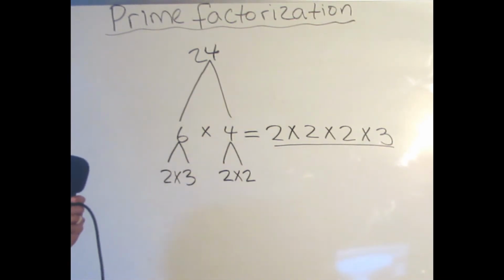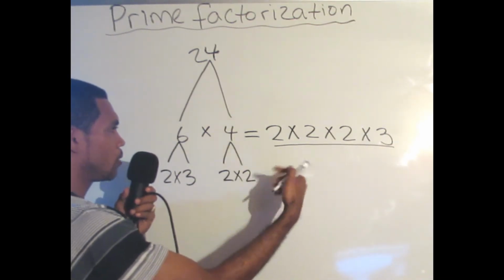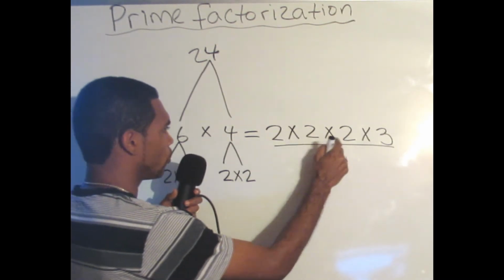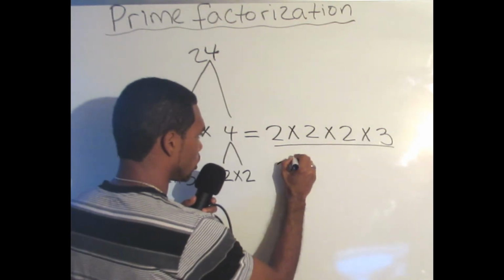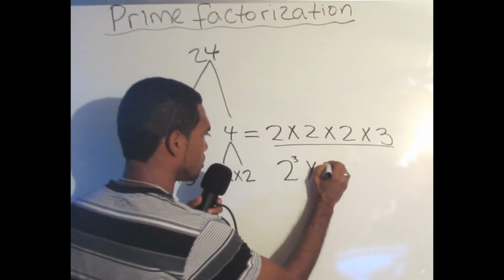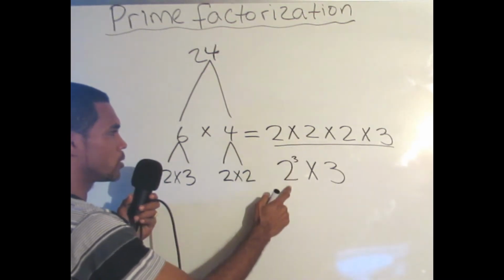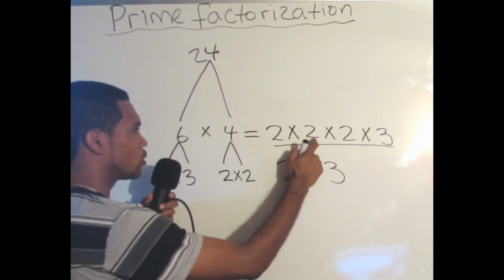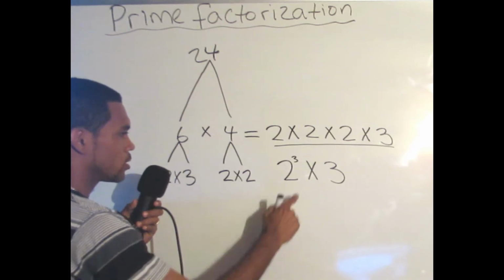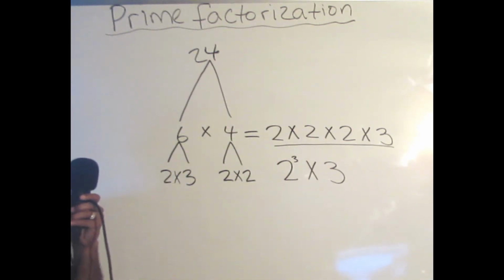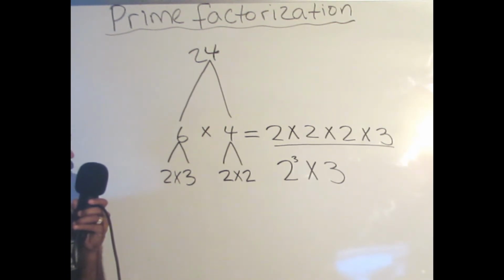We could also break this answer down into exponent form. So it's 2 to the how many power? 1, 2, 3. So it's 2 to the third power times 3. Why do we put it like this? Because 2 to the third power is the same as saying 2 times 2 times 2, times 3. So this is equal to this. So that's the way of finding the prime factorization of a number.